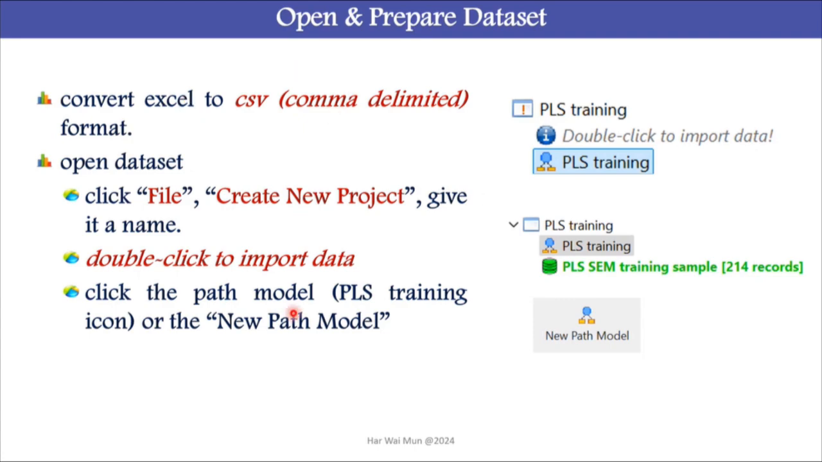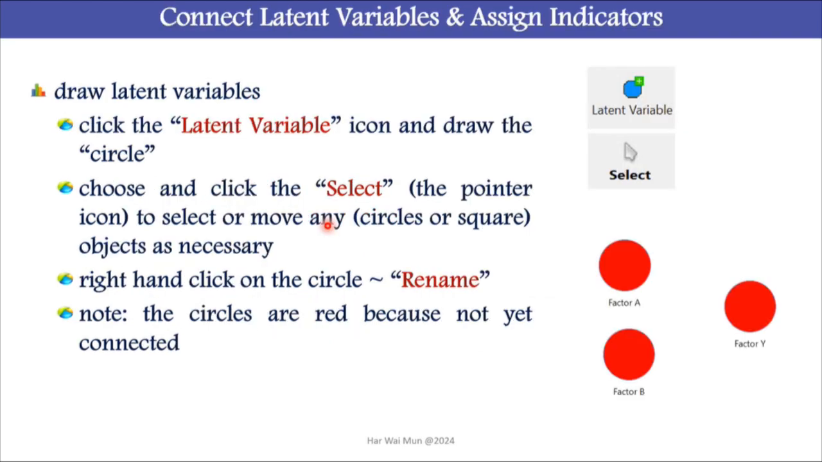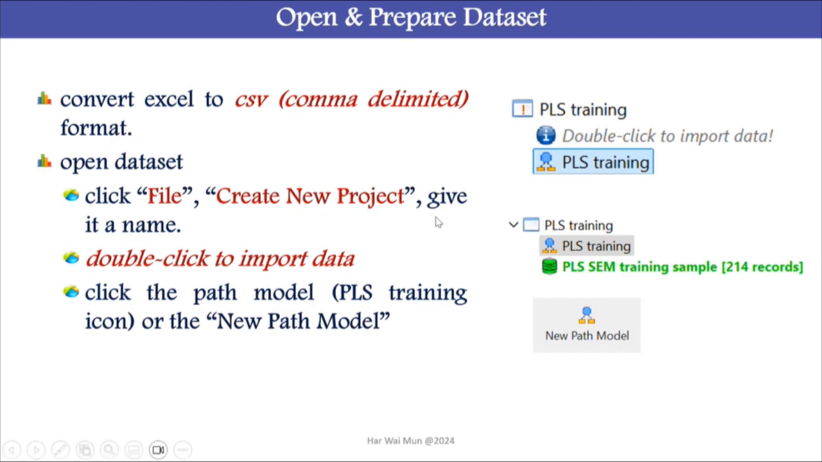Then click the path model, PLS training, or the new path model icon. So you either click this one, or this one. Both also give you the same thing, right? Okay, one by one. This one, okay. I think I better share the screen.